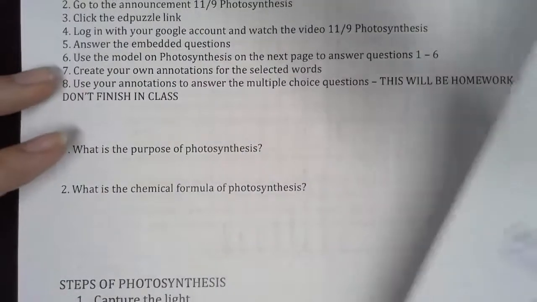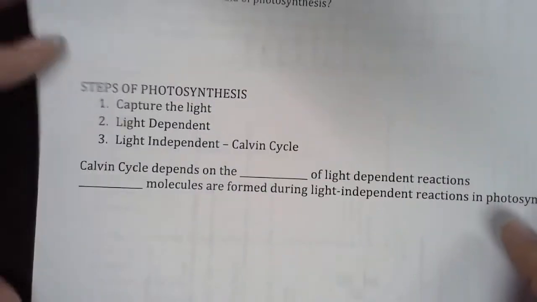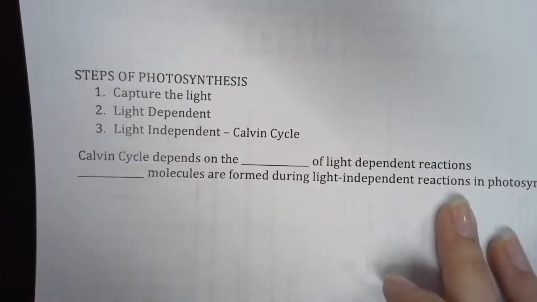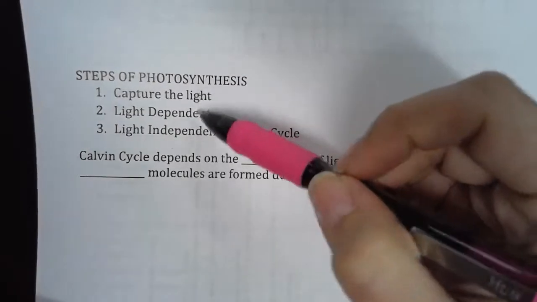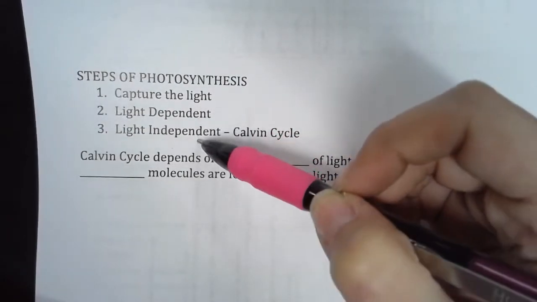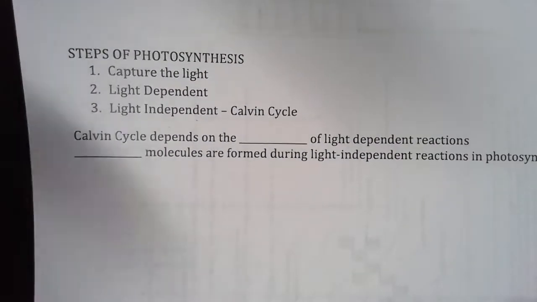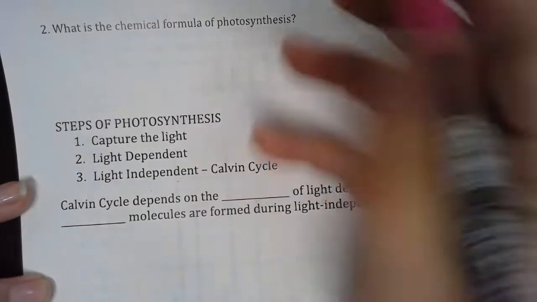All right, we're going to move on to below. So there are 3 steps of photosynthesis. The first is to capture the light, the second is a light-dependent reaction, and the third is light-independent reaction, which is the Calvin cycle. A couple of notes to go over.